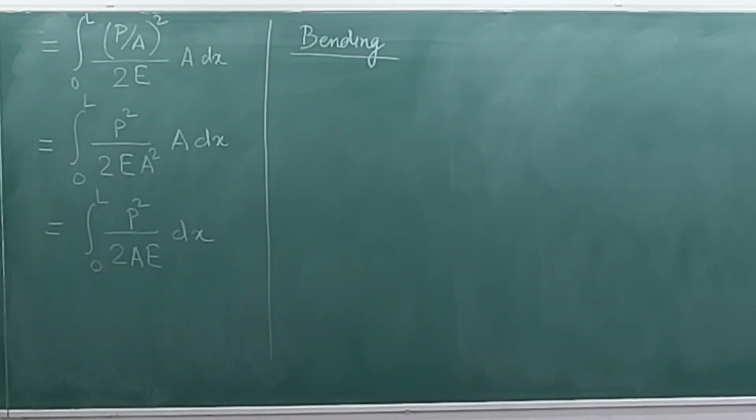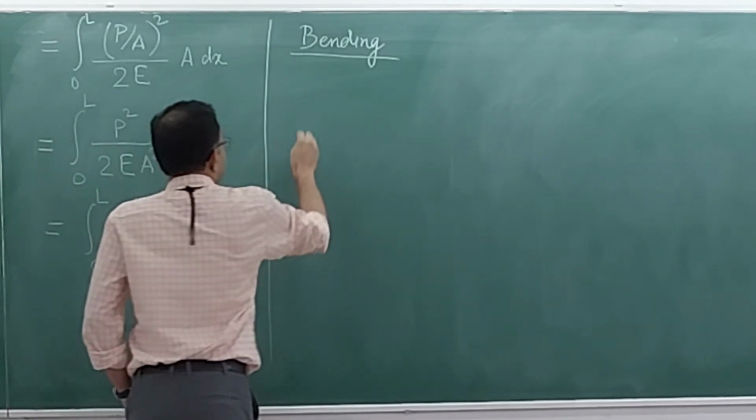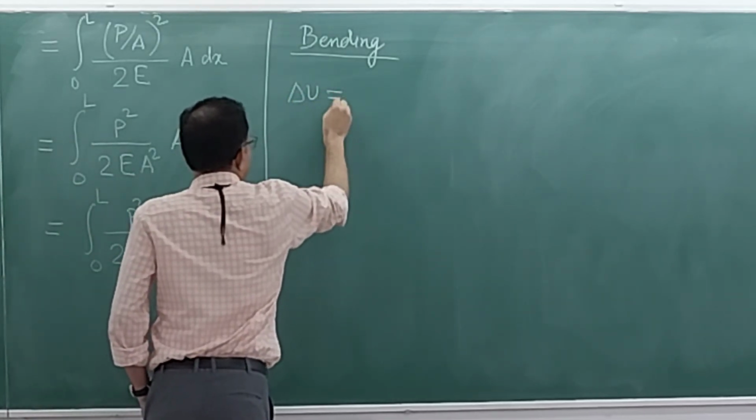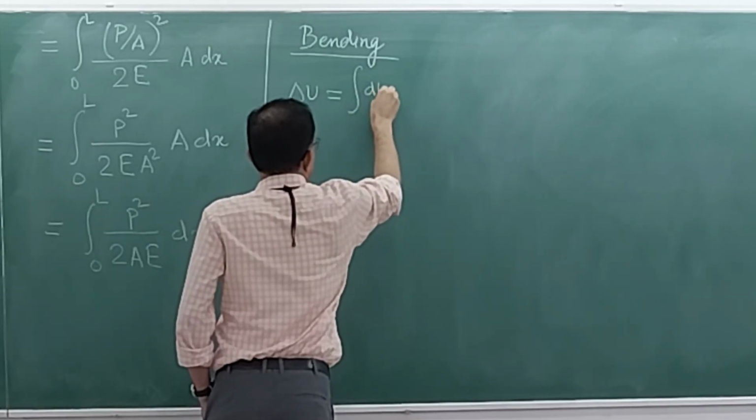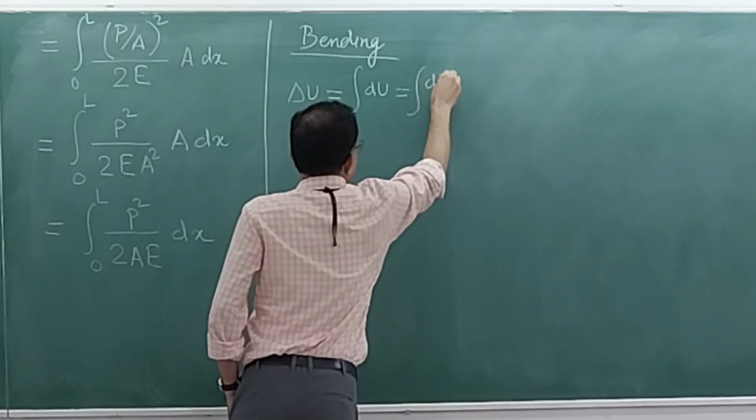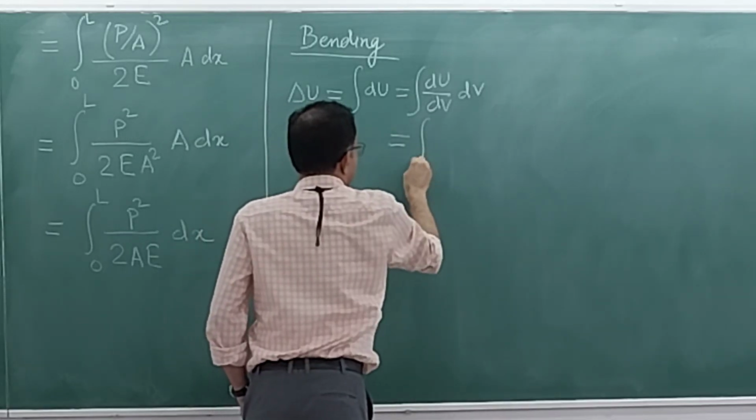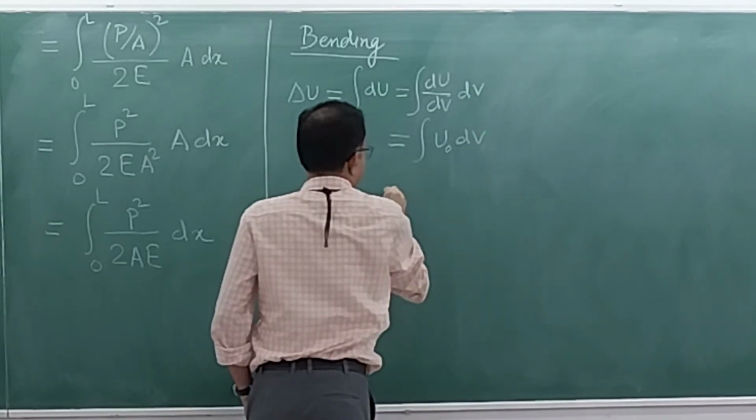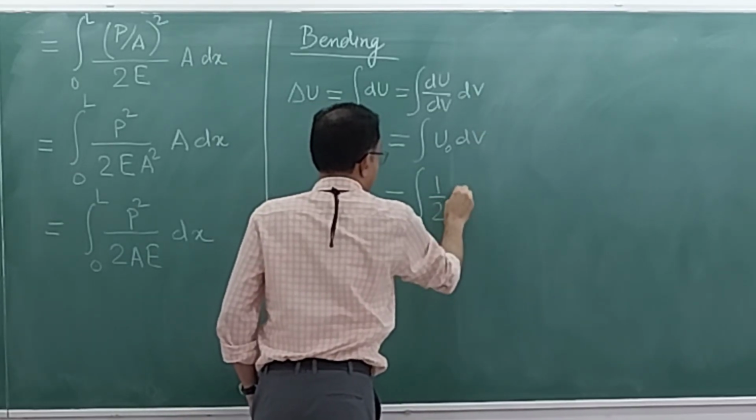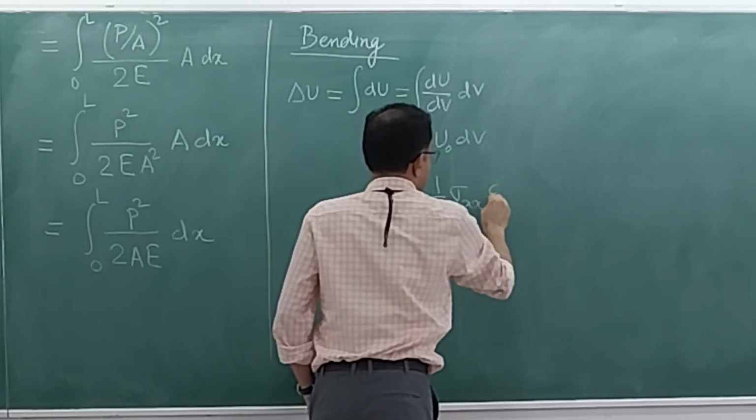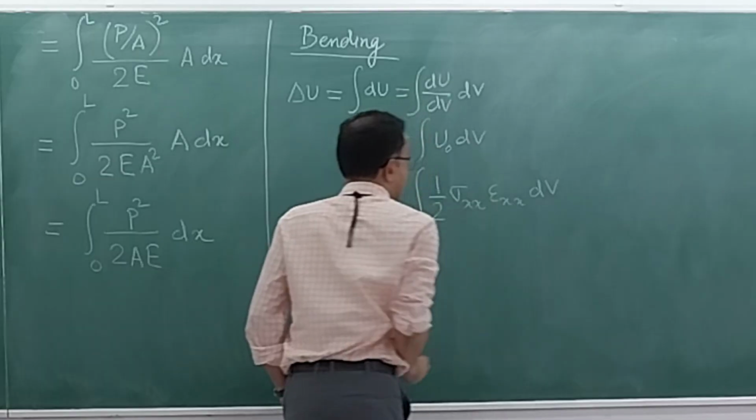In bending, what kind of stresses are involved? Flexural stresses. What are the flexural stresses basically? Are they normal stress or shear stress? Normal stress, because sigma is equal to My by I. That is a normal stress. Okay. So again, our delta U will be this dU. This will be dU, this will be equal to u naught dV, and this will be half of sigma xx epsilon xx dV. Up to here, no change.